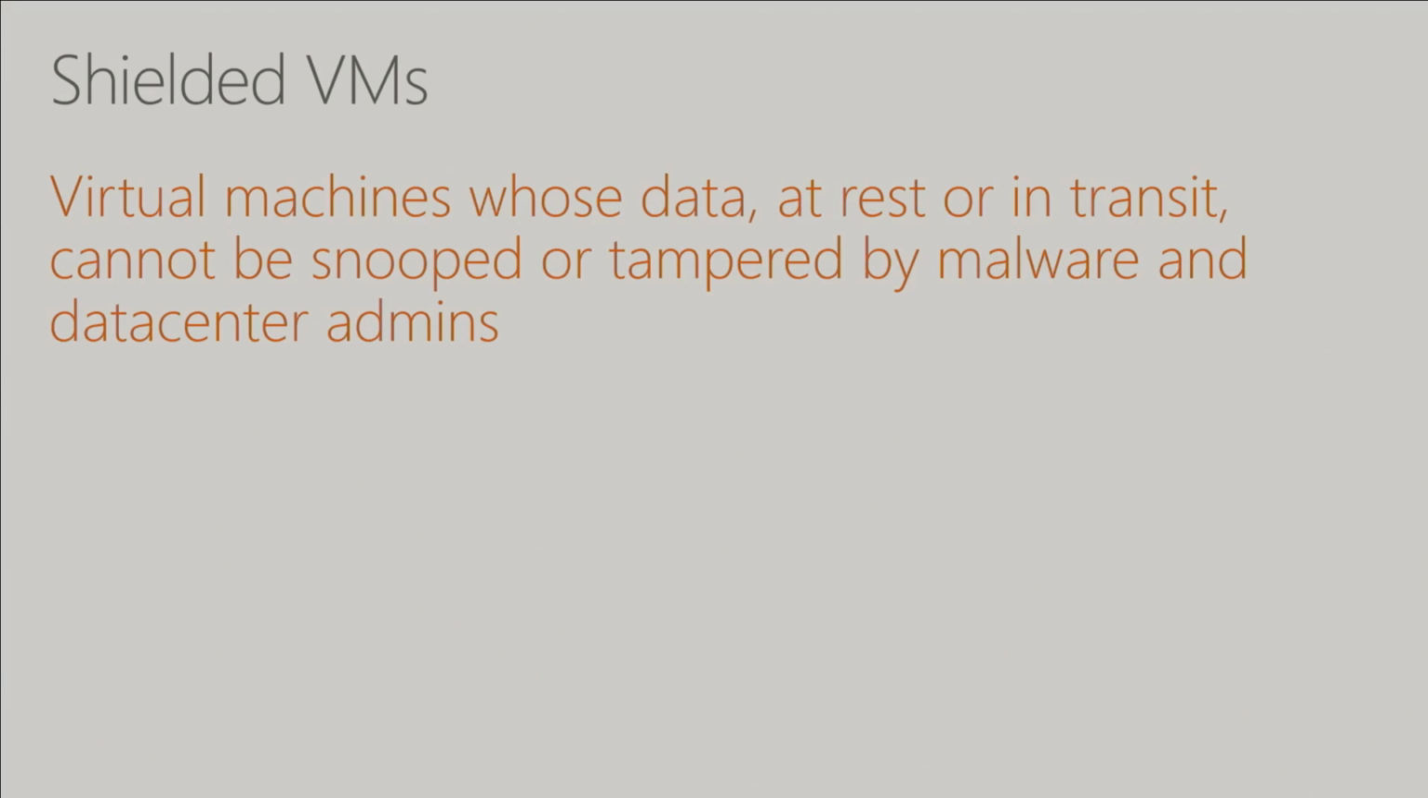So let's first look at what is a tamper-proof VM. These are called shielded VMs. A shielded VM is a VM whose data, either at rest or in transit, cannot be snooped or tampered with by either the malware or the admins. And the data center admins do not have to be malicious admins. Sometimes you require this accidental protection also.